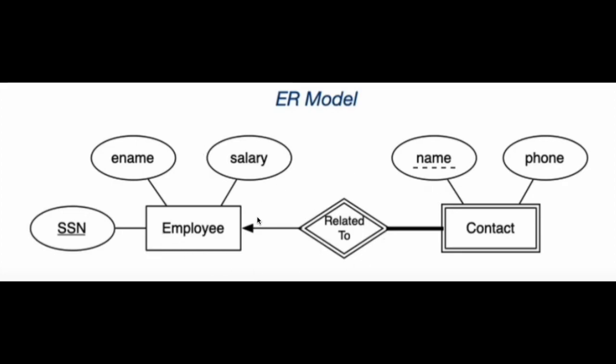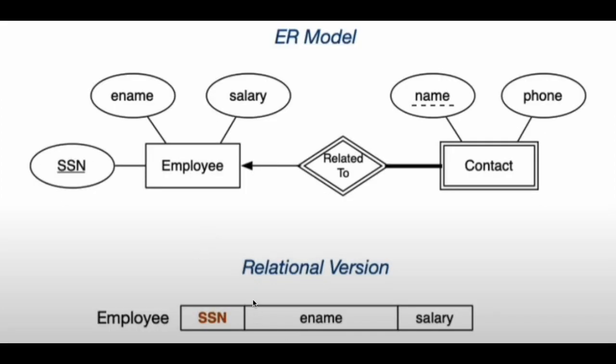This is an example using weak entities. The first part is very easy, just like the previous example. We have our relation, the employee, with its attributes. That's the first relation, employee: the SSN, which is basically the primary key, the employee name, and the salary.